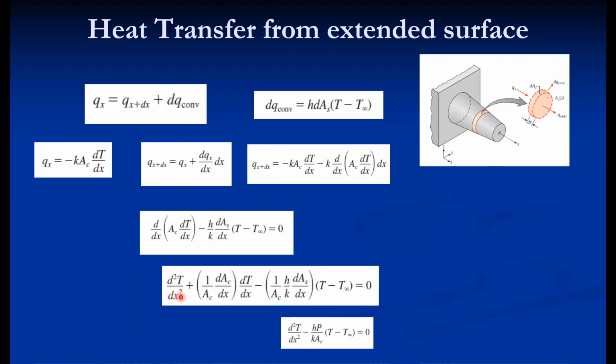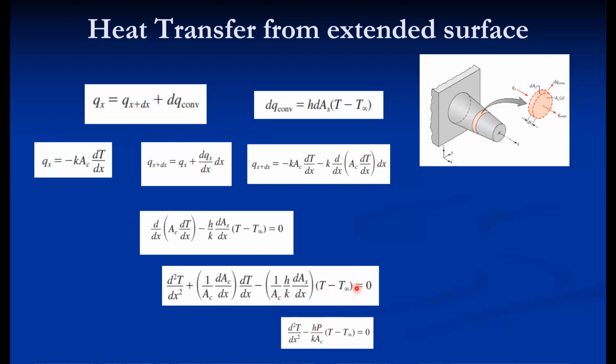So we can have d2T by dx square minus hP by kAc into T minus T infinity equal to 0. P is the perimeter; instead of this, we can write the surface area divided by x, which is called the perimeter. So instead of this, we can write T, so hP by k Ac into T minus T infinity.